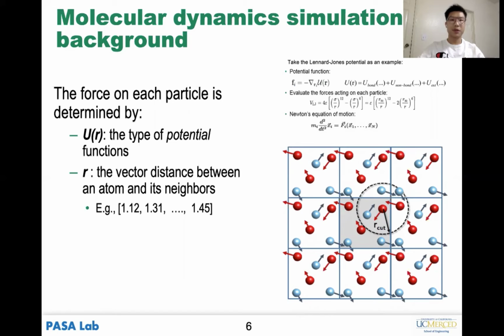For the most time-consuming part of MD, the computation of interatomic force on each particle is determined by the type of potential function and the distance between an atom and its neighbors. And the cutoff distance is usually used to limit the pairwise computation only to neighbor particles. Therefore, if a pair has the same distance, the computation of potentials is the same. However, in direct numerical simulation, such a computation will be repeated.